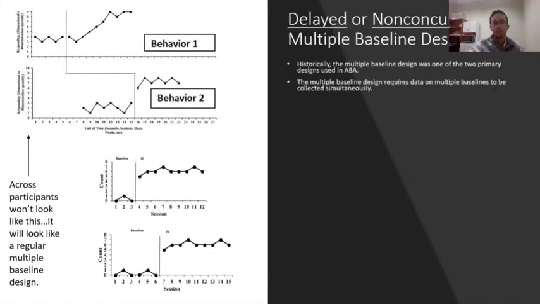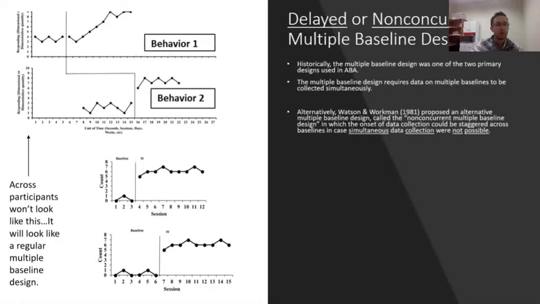Next is the delayed or non-concurrent multiple baseline design. Now historically, the multiple baseline design was one of 2 primary designs used in ABA. The multiple baseline design requires data on multiple baselines to be collected simultaneously. Alternatively, Watson and Workman in 1981 proposed an alternative multiple baseline design called a non-concurrent multiple baseline design, in which the onset of data collection could be staggered across baselines in case simultaneous data collection was not possible.